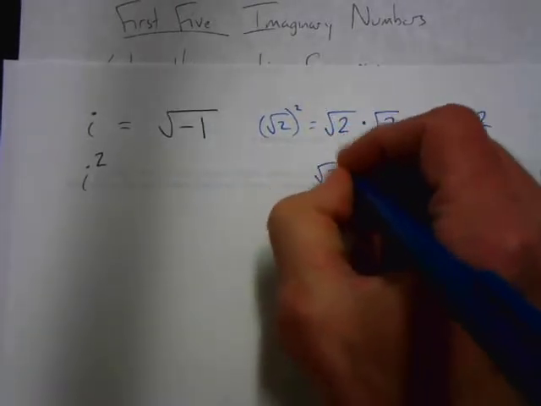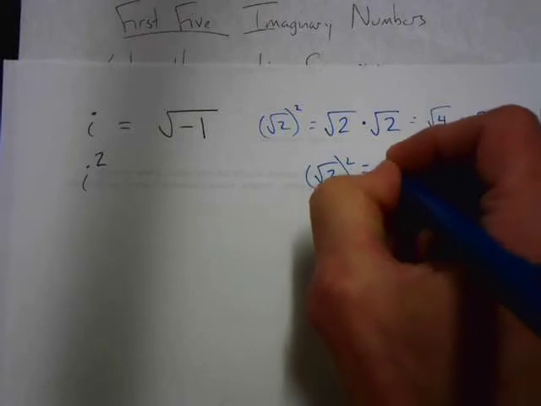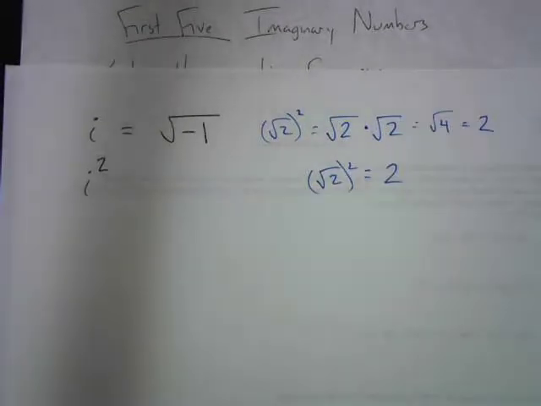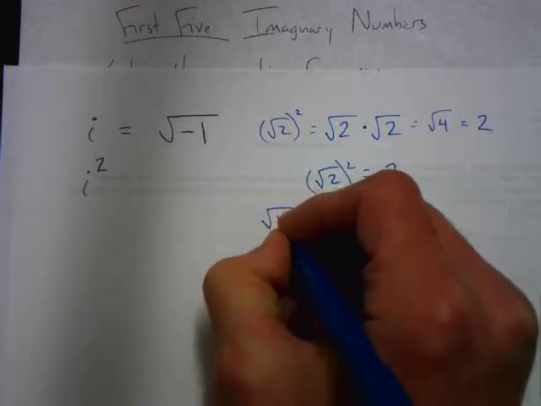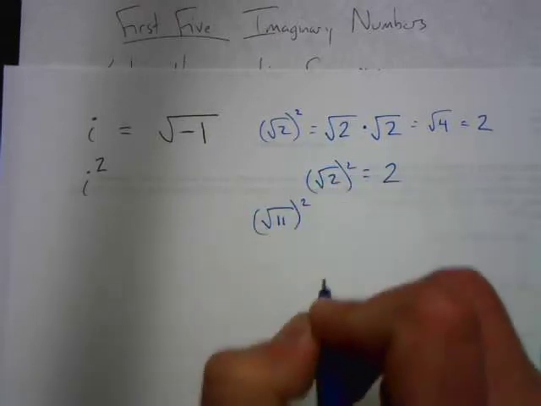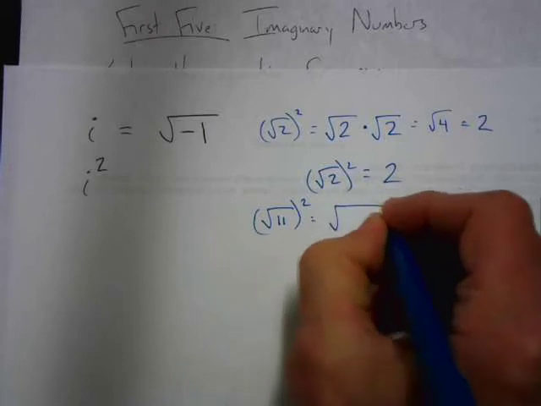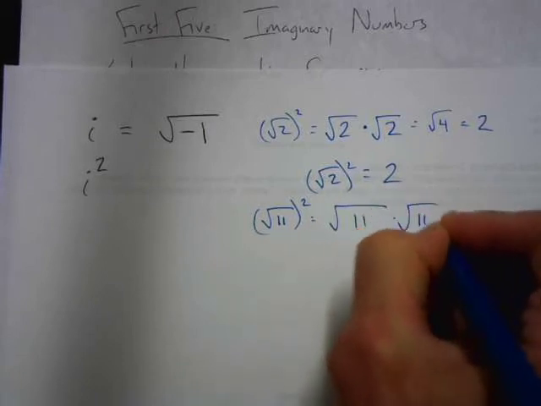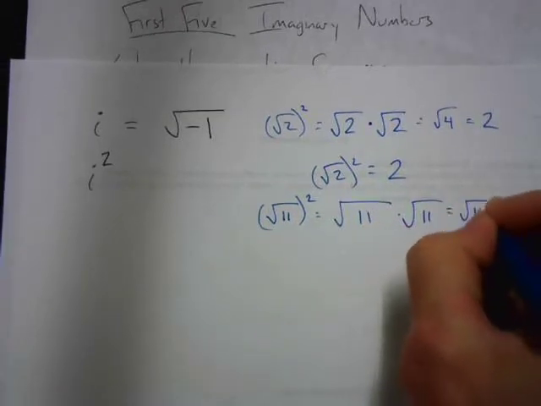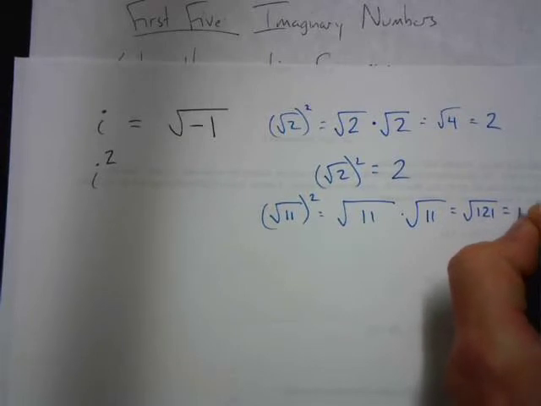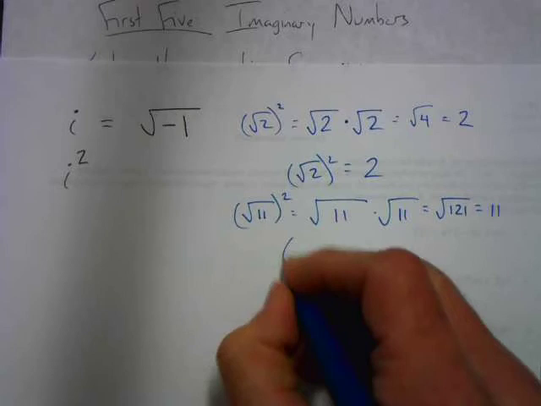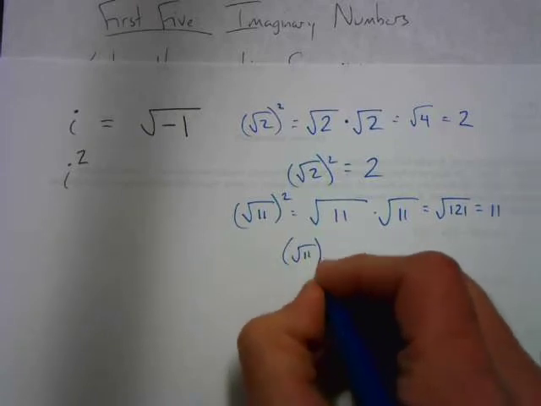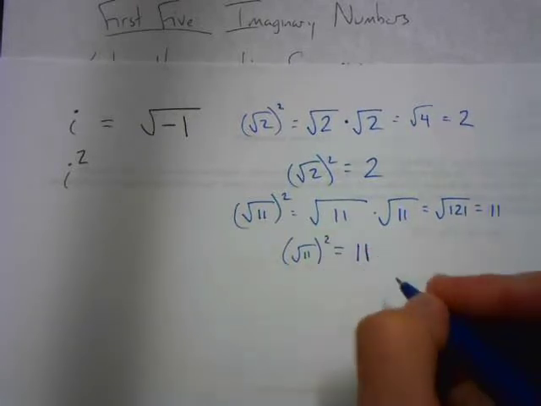It means the square root of 2 squared is equal to 2. All right, now the same thing's going to happen with bigger numbers. What if I took the square root of 11 and I wanted to square it? That means I would have the square root of 11 times the square root of 11, which means I would have the square root of 121, which is 11. Oh, well, that's weird. Okay, so what does that mean? That means the square root of 11 to the second power is actually the number 11.